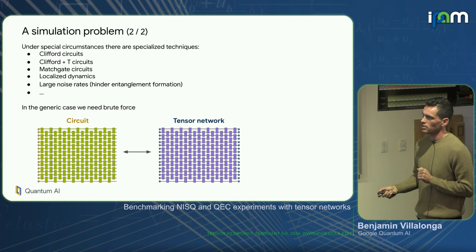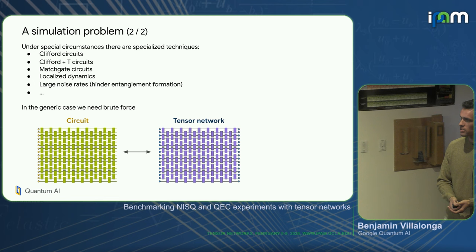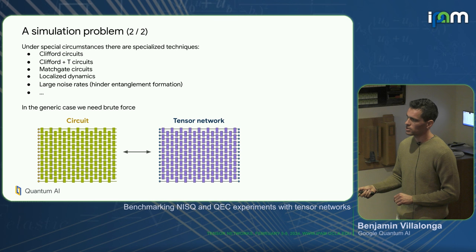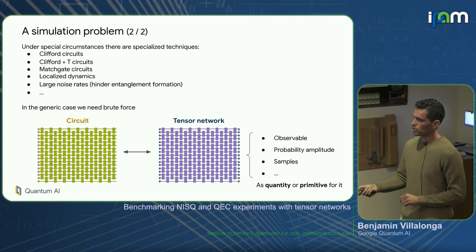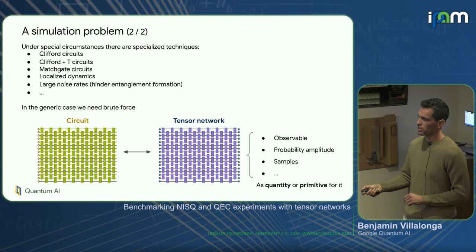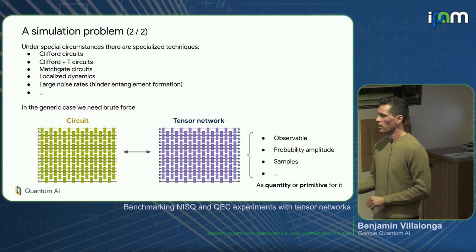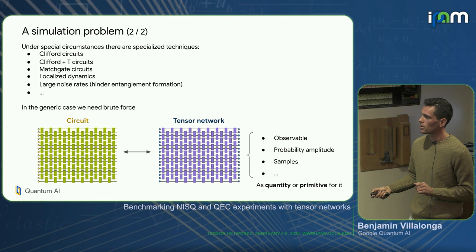So you have a circuit from which you get samples, and you try to compute something from these samples, and you cannot do much better than mapping this circuit onto a tensor network, which I'll get into in a second, and from this tensor network, contract it for different small variations of this tensor network, and compute different quantities, some observables, probability amplitudes that we use to sample, et cetera. So tensor networks are a good primitive both for computing quantities that we're interested in, or also as primitives of tasks we're interested in.